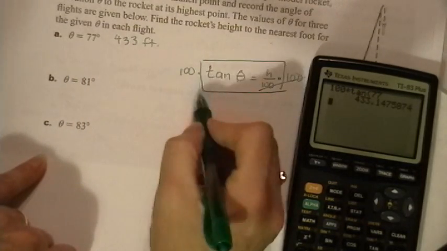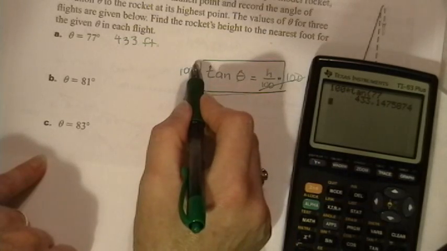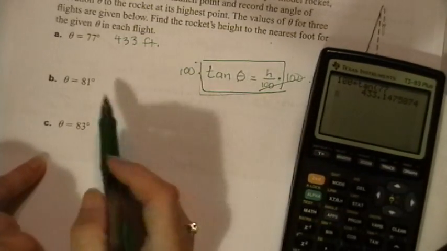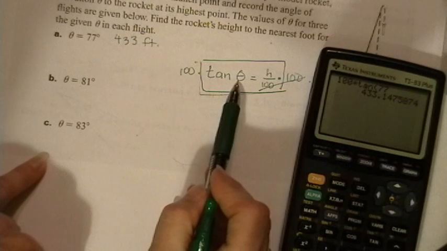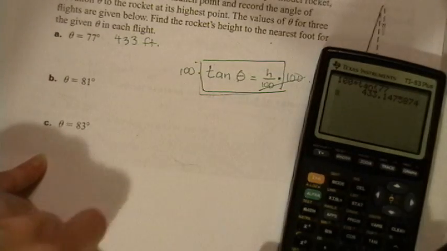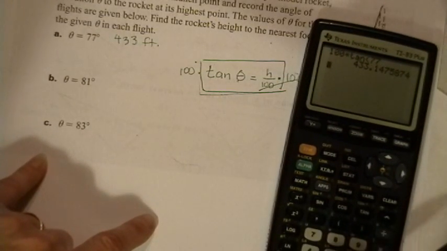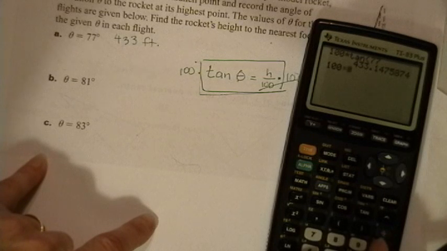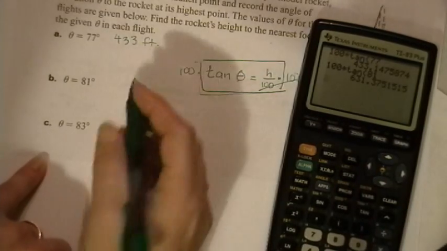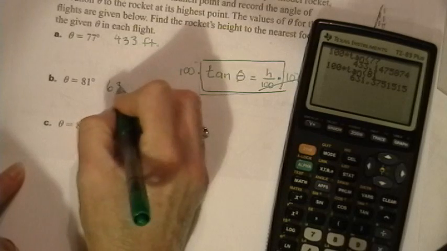Now once again, I need to see this equation. Okay, now to find theta 81, we're going to substitute in 81 in place of our theta, and we get 100 times tangent 81, sorry. And I get 631 feet.